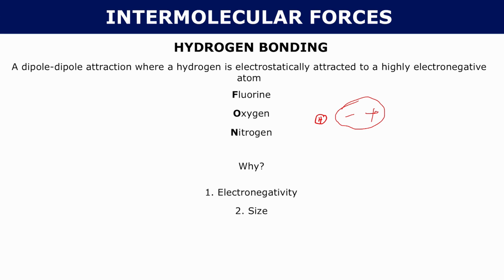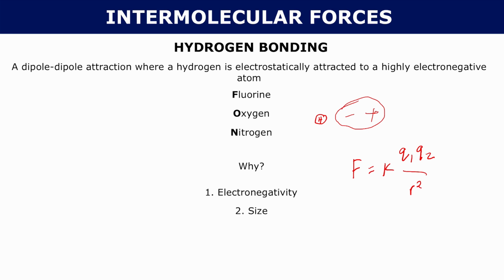So the nucleus of the hydrogen is what's being attracted to the electrons of the dipole. And since they're so close, you're maximizing your force of attraction. Remember, your force of attraction was equal to K times Q1, Q2 over R squared. And when you make R really, really small, your force goes up exponentially. So that's the second reason why hydrogen bonding in particular is such a strong dipole-dipole attraction.